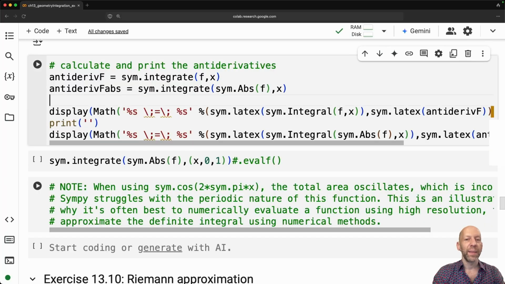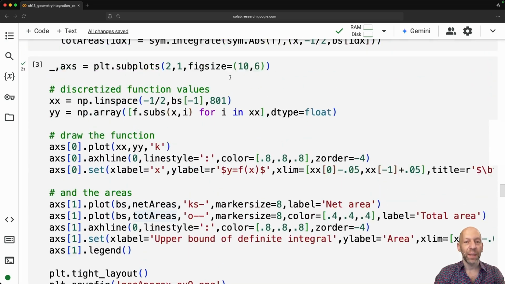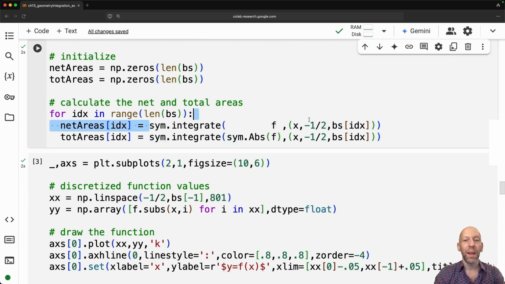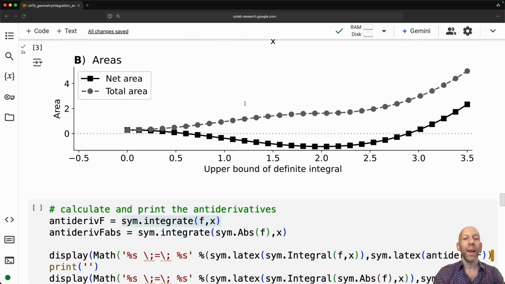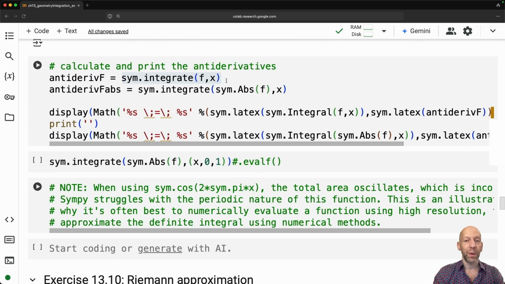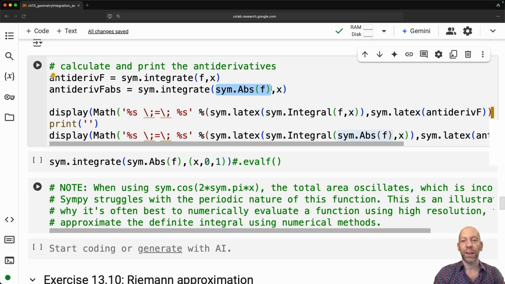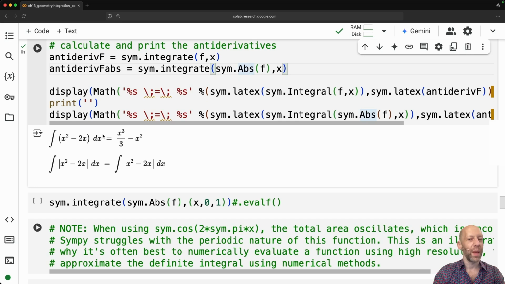So here is calculating the antiderivative, right? So this is sym.integrate, exactly the same function, exactly the same code that we use here. The only difference is that the second input includes bounds here, and then that gives us a definite integral. And if you do not include bounds, then you're going to get the indefinite integral, or the antiderivative. So for the function and for the total area, the absolute value of the function, we can print this out like this. And you see here we get a result that we expect.